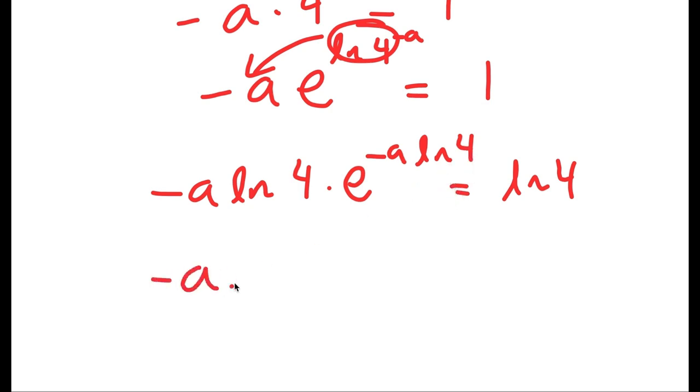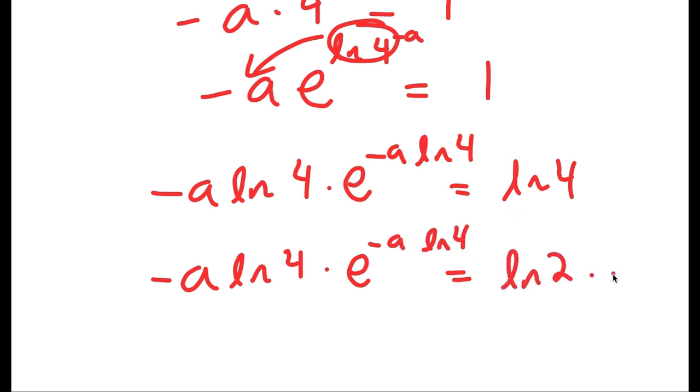And this turns into negative a times ln 4 times e to the power of negative a ln 4, which is equal to, I'm going to write ln 4 as ln 2 times e to the power of ln 2, which is just ln 2 times 2, because e to the power of ln 2 is 2.